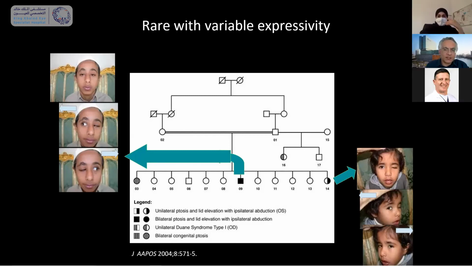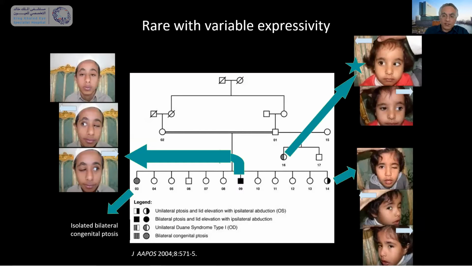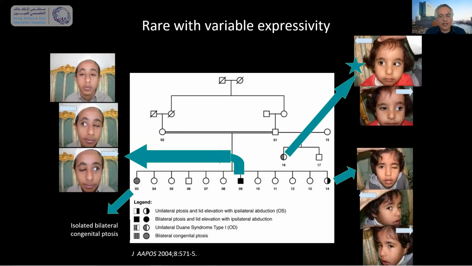It's a 6th nerve lid dyskinesis. The older sister, who's not pictured here, just had isolated bilateral ptosis. She didn't have any abnormal synkinesis. But this child had Duane syndrome in the right eye, classic Duane syndrome. So all 4 of these children with different phenotypes actually have the same disease. It's variable expressivity of the same disease.